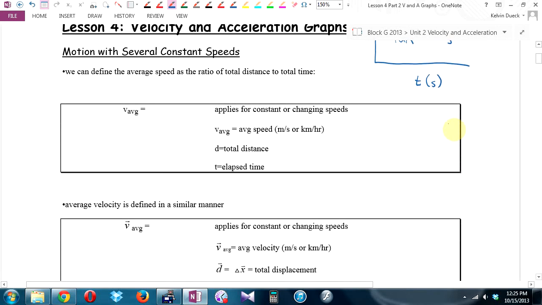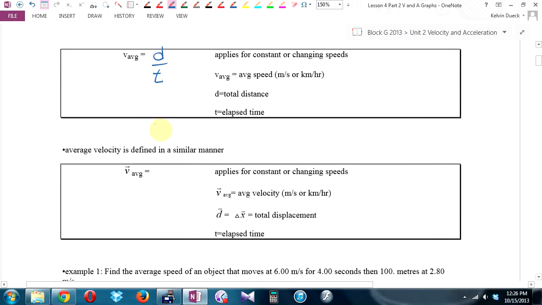We can define the average speed as the ratio of total distance to total time. Average speed is d over t. How do I know that that's average speed and not average velocity? If it was average velocity, what would I have drawn above the v? An arrow. In fact, average velocity in this next box is defined in a similar manner. Average velocity is total displacement over time.